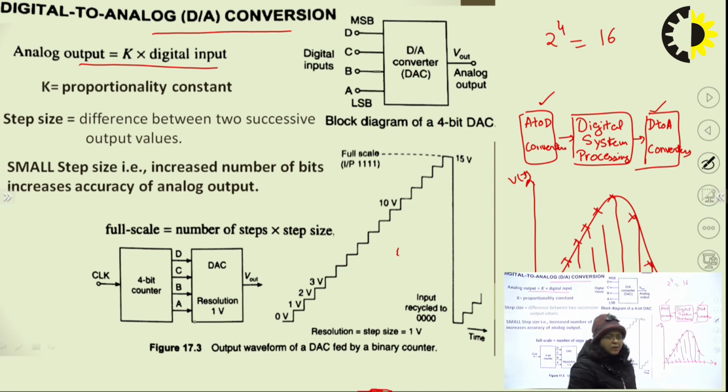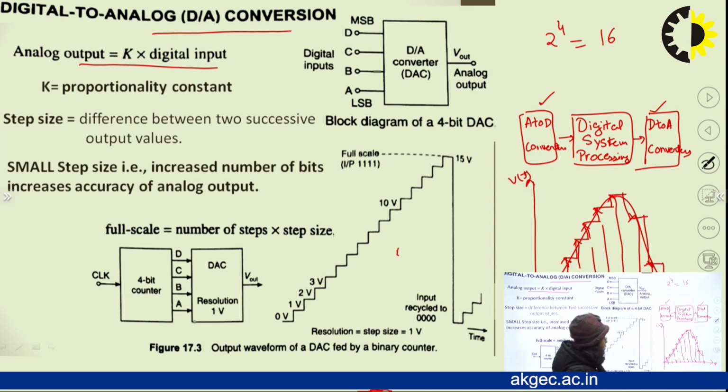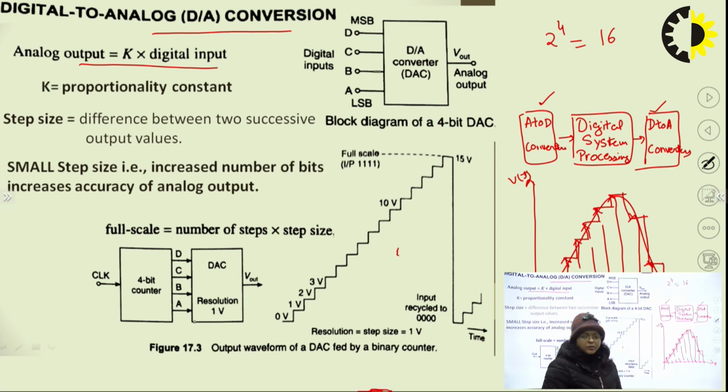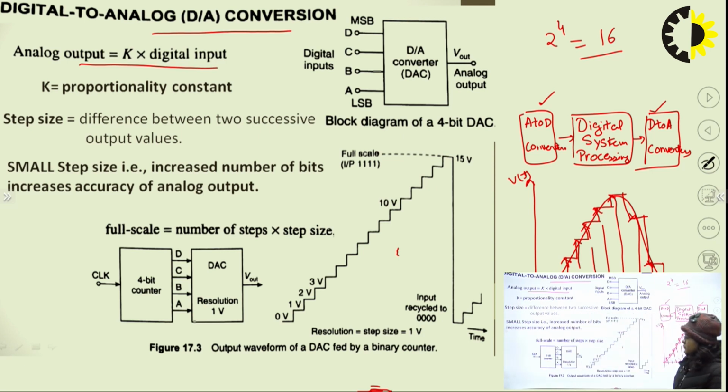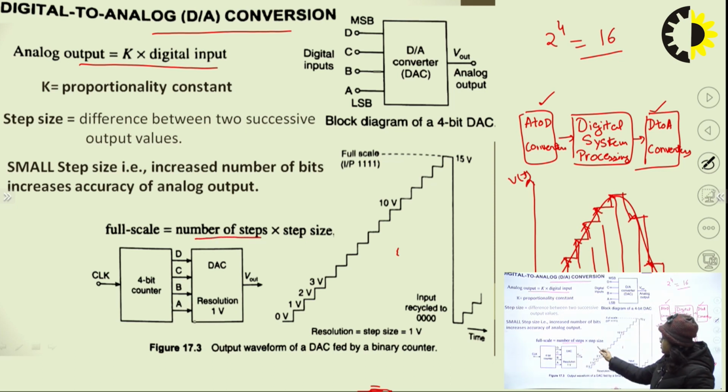And next, we take the staircase approximation and generate this output, and then encode these values in the form of digital signals, the maximum and minimum value into different digital levels based on the size of the digital word. For example, if we take a 4-bit input, then the total number of levels will be 2 to the power 4, that is 16. So, the full scale output will be number of steps into step size.